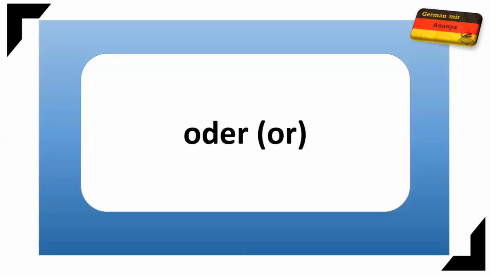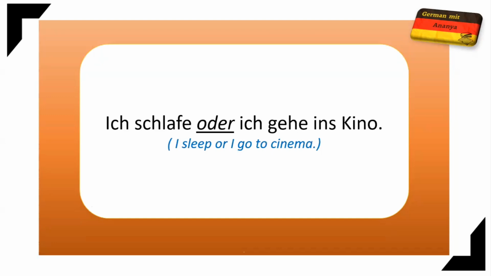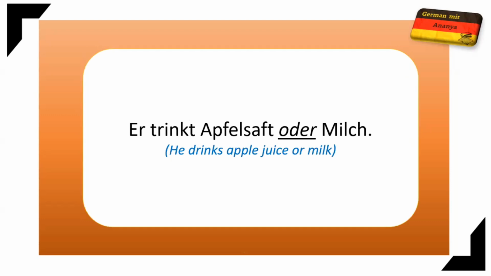Next connector is oder, which means or. Ich schlafe oder ich gehe ins Kino. I sleep or I go to cinema. So either I do this or I do this. In this case, you will always use the oder connector. Next is: Er trinkt Apfelsaft oder Milch. Either he is drinking apple juice or milk. So in this case, again, you have to use oder.